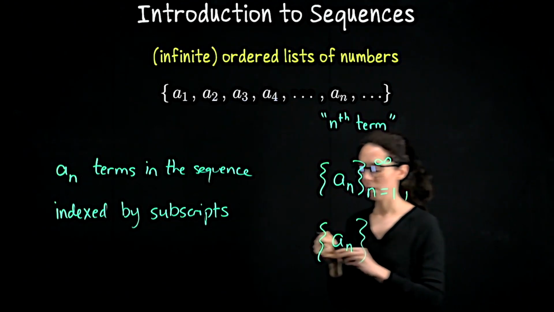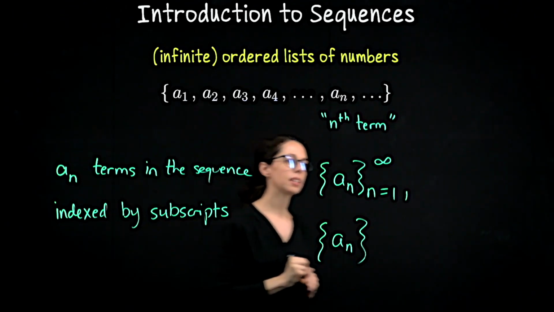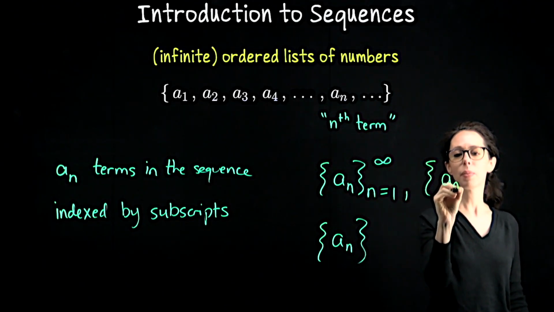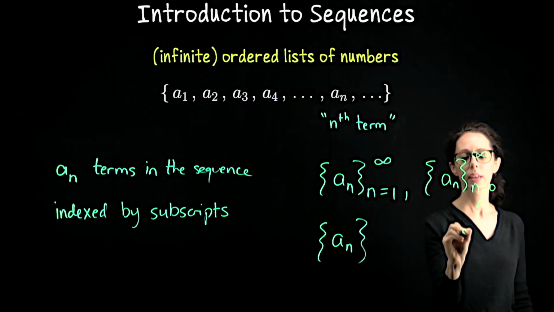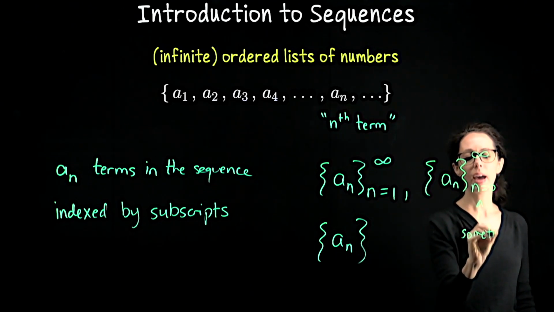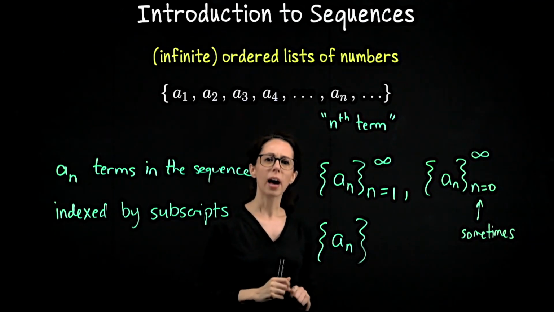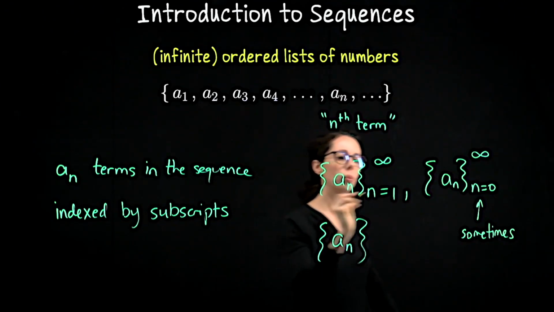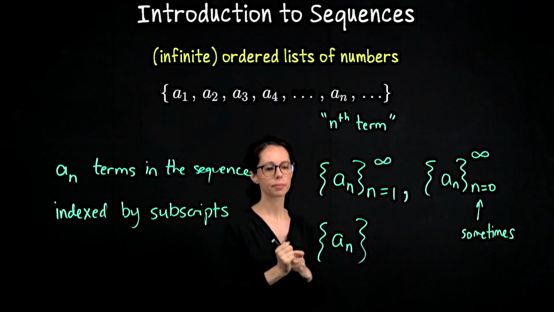Sometimes, and it's usually a question of notational convenience, you might see a sequence start with a different index, meaning A sub n starting with n equals 0 to infinity. And that can happen. I'll try to specify if a sequence is ever starting at a different index other than 1, but by default, we'll imagine that our sequences are starting with the n equals 1 term.